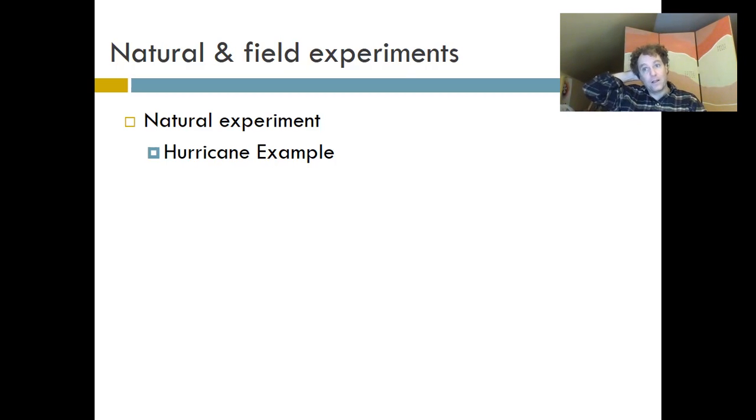So let's see an example. Let's say there's a town in America, not in the Midwest because they don't get hurricanes, but let's say in Florida. And let's say a hurricane comes and destroys some of the houses in that town, let's say 50% of the houses. So half the people have their houses destroyed and for the other half, their houses are okay. And so what we have here is a natural experiment.